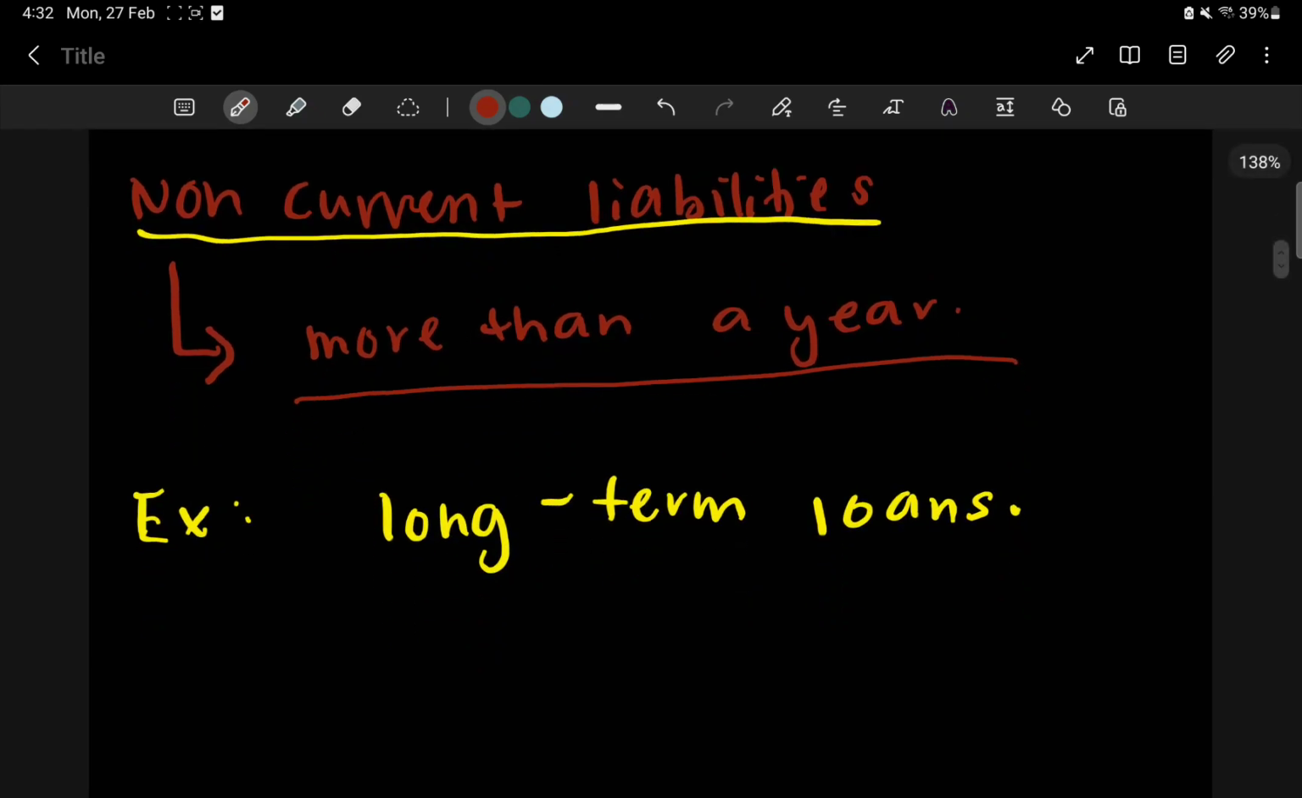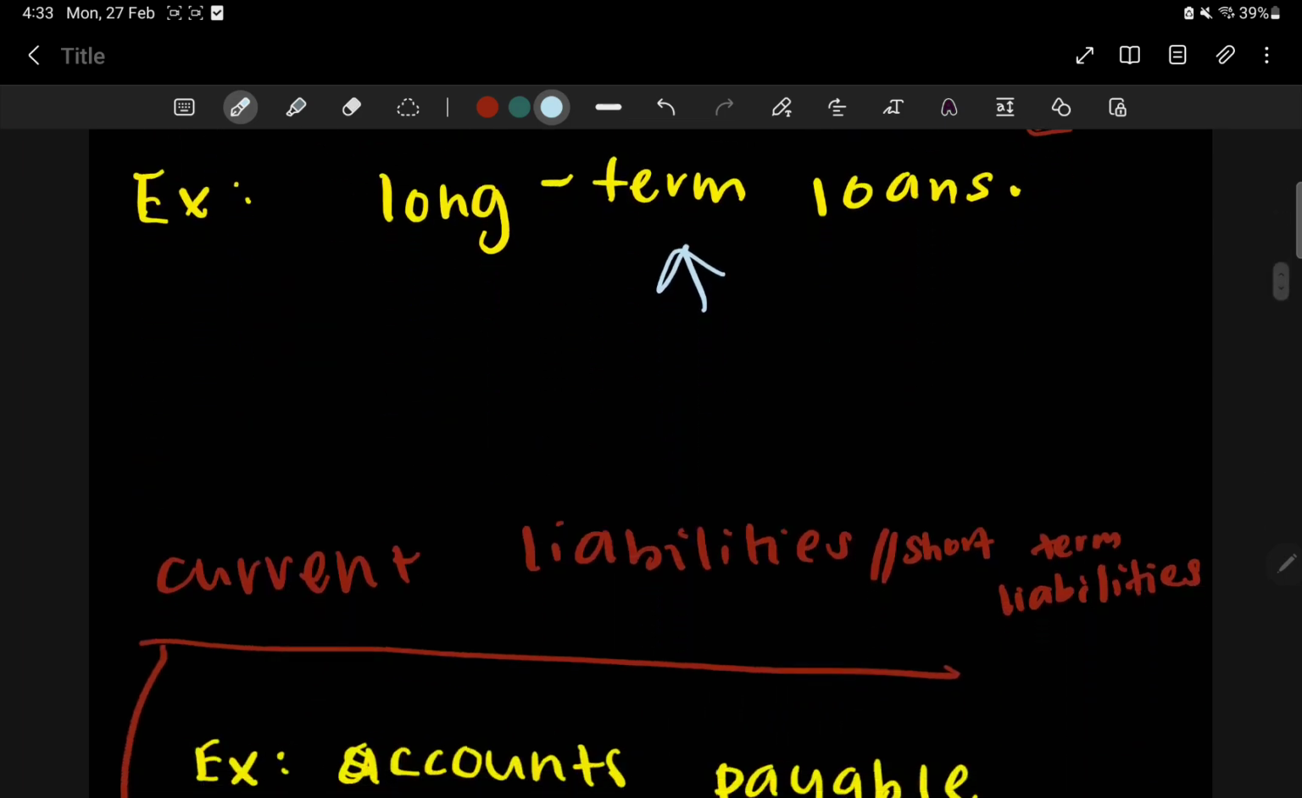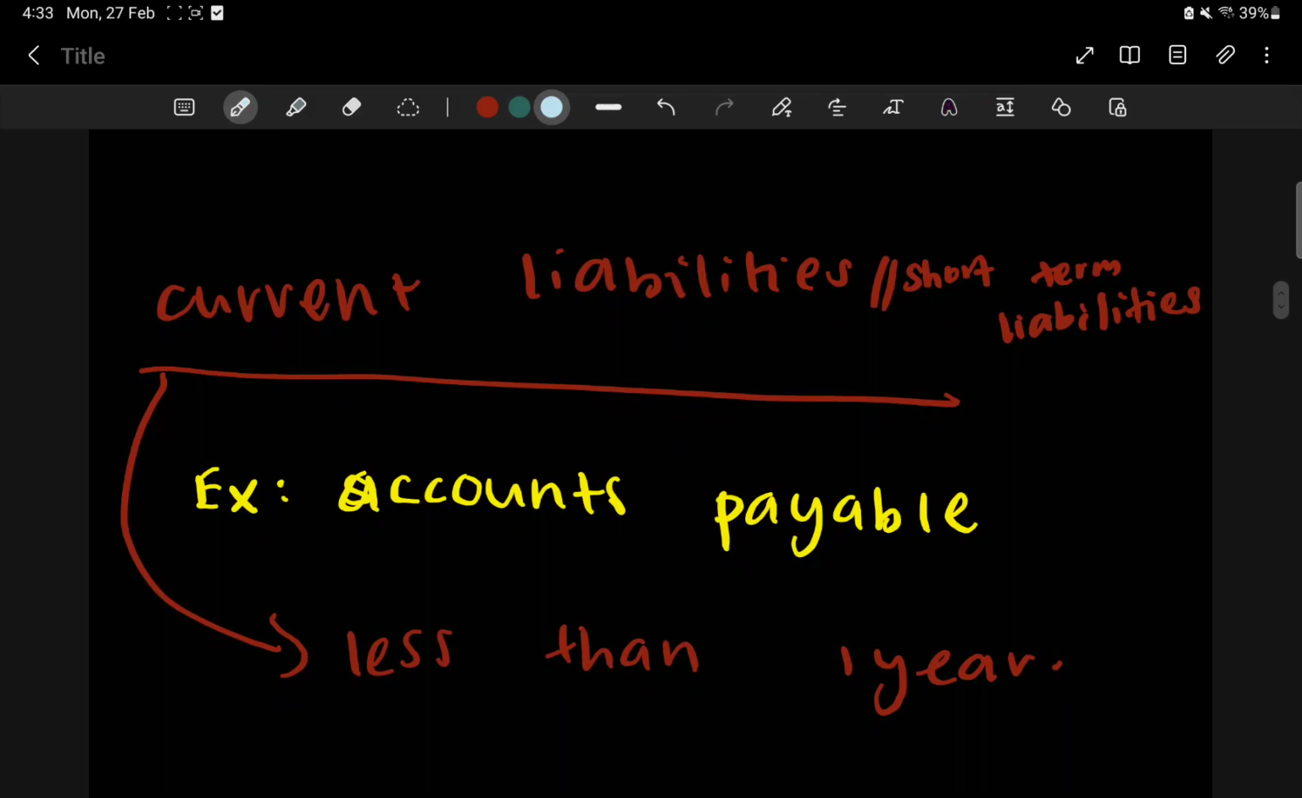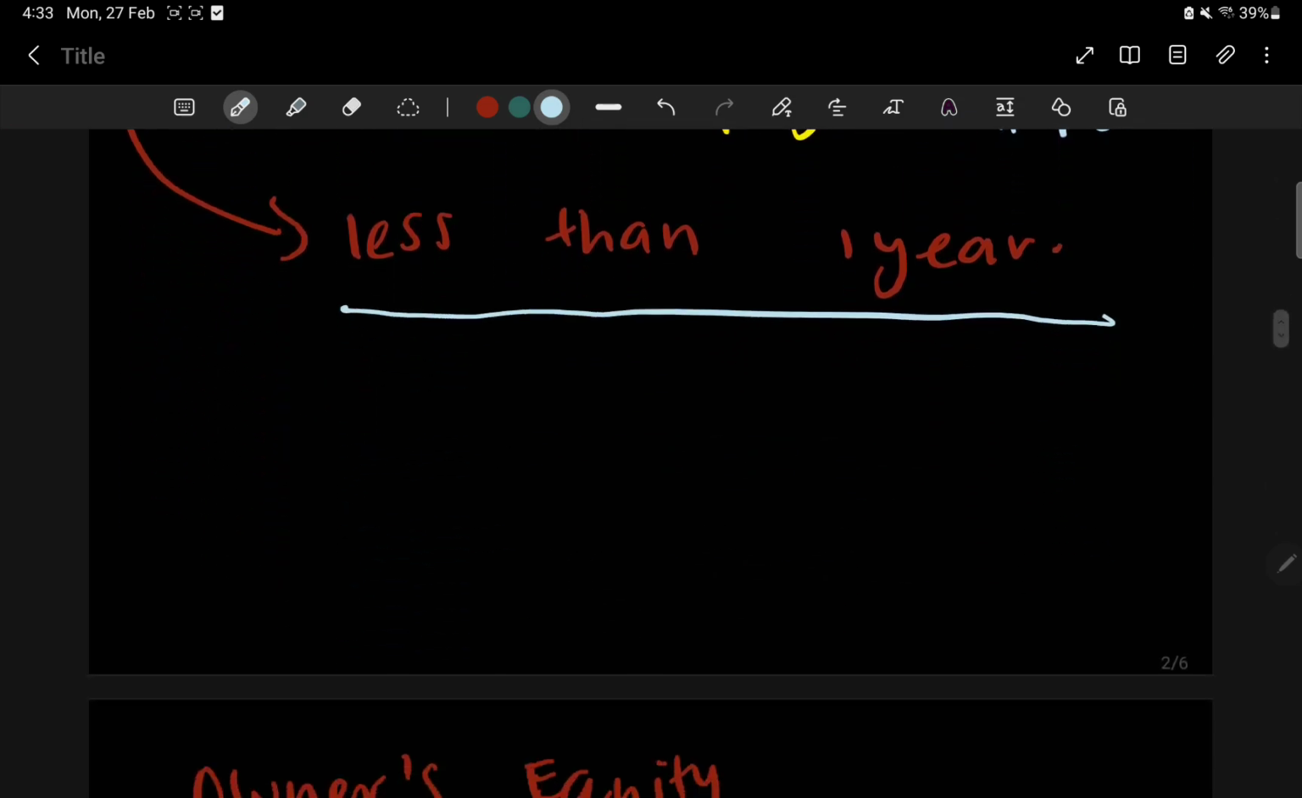For example, it's related to long-term loans. Long-term loan is an example for non-current liabilities. Now, let's talk about the current liabilities, also known as short-term liabilities. The examples will be accounts payable, or also we can say tax payable. This is the example of the current liabilities, which is less than a year.